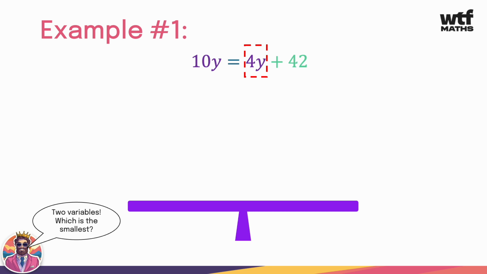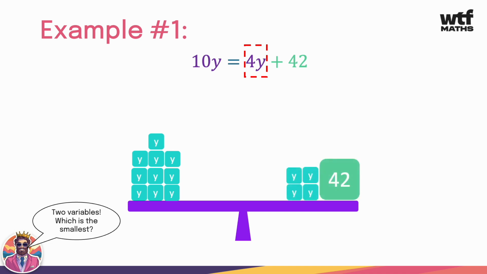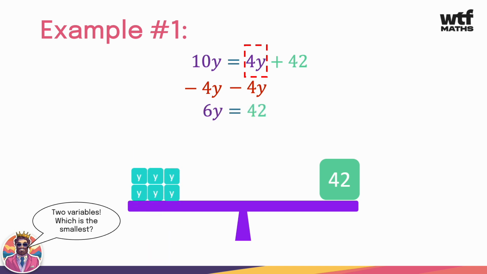Now I think this will make a little bit more sense if I bring back our scales from earlier on. So on the left-hand side of the equation, there are 10 y's, okay? There's just 10 of them all on the left. On the right, there's 4 y's plus a 42. Now these are equal to each other. If we take 4y away from the right, and we take 4y away from the left, we have simplified our problem to be 6y equals 42.